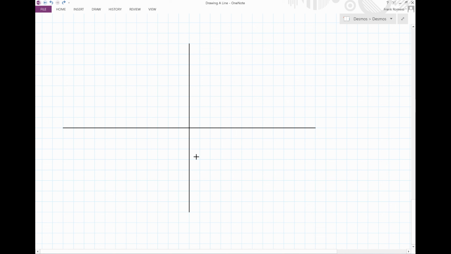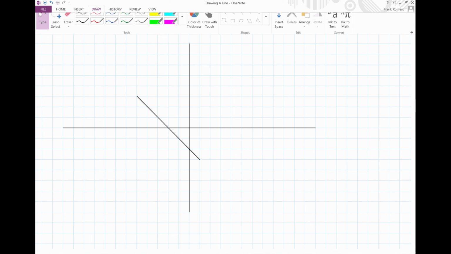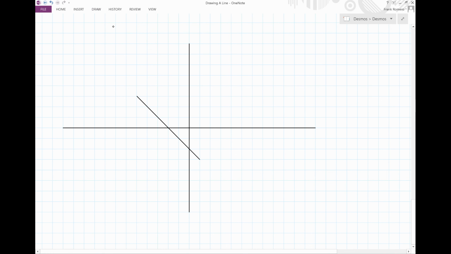I'm trying to make the best line that I can draw. Okay, that's good enough. All right. So this one's y, this one's x, right? This is the origin, 0, 0. We need that. I want to know what the equation of the line is.